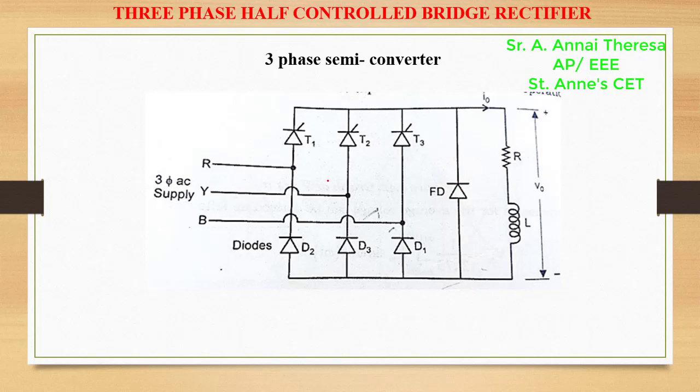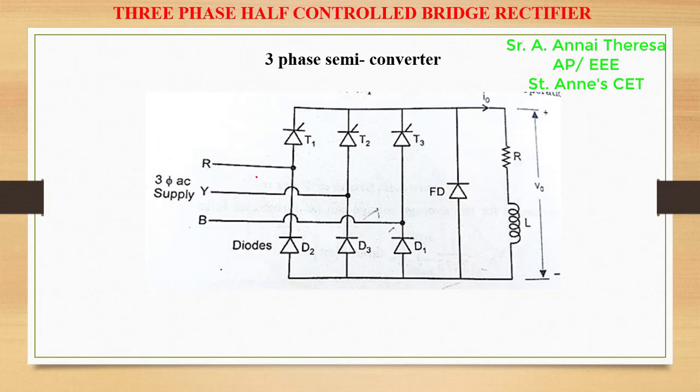In this diagram, this is the three-phase input. Here we are using 3 thyristors in the upper arm and 3 diodes in the lower arm. The thyristor will be forward biased when the phase connected to it is at maximum positive. In the same way, the diode is forward biased when the phase associated with it is more negative. For example, take the voltage between R and Y.